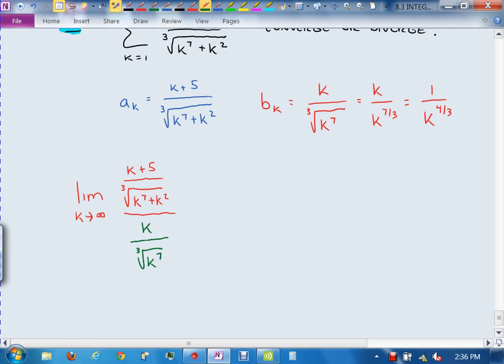No, you can keep all that stuff out here. Is that what you're saying? Like this? I mean, that's all true, but that was just for fun, I guess. Let's see what happens here. Limit as k goes to infinity. Now, the fractions kind of flip around, right? The bottom here comes up to the top, and this k goes to the bottom. So it'll be (k plus 5) over cube root of (k to the 7th plus k squared) times cube root of k to the 7th, over k.